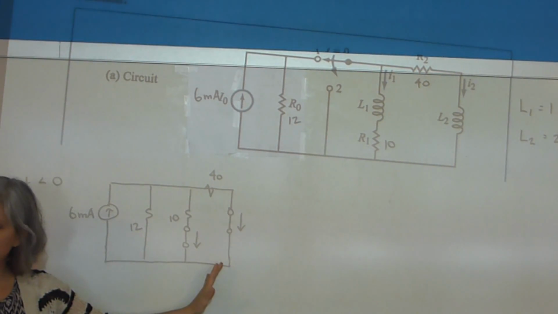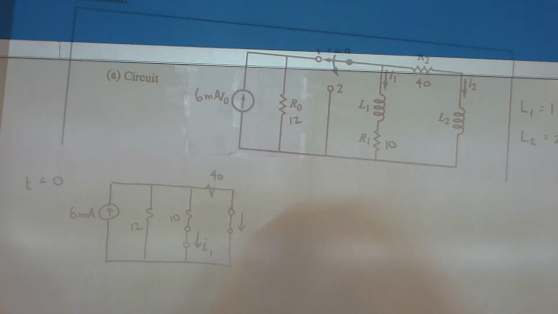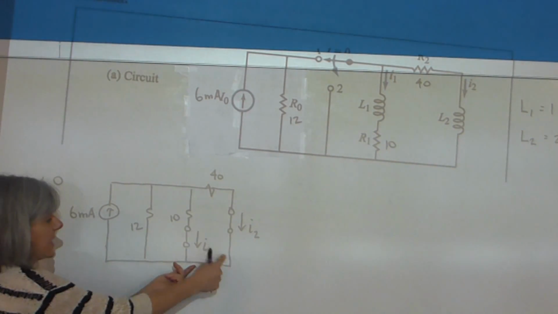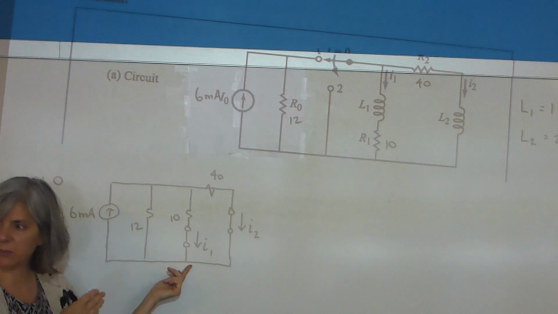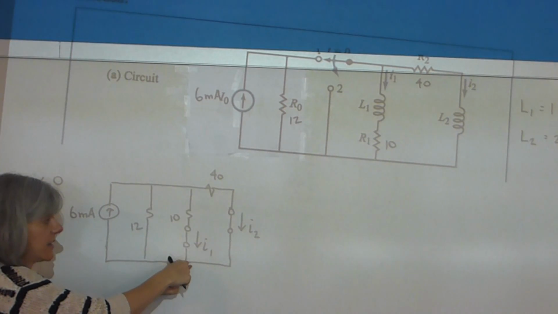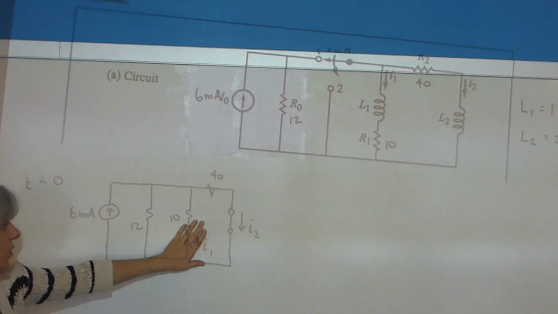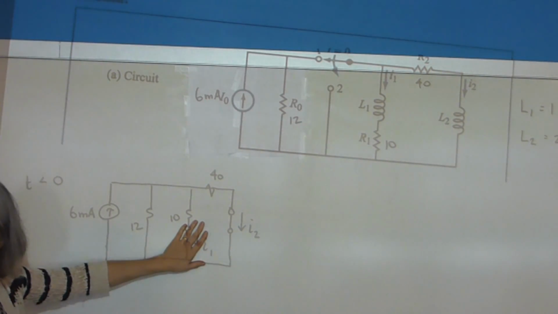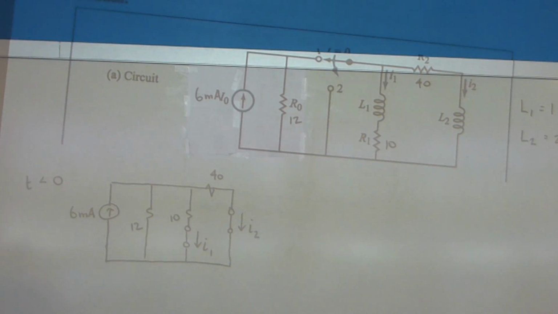This looks like it's set up for current division, but we have to be a little bit careful because we have 3 branches and current division only ever works for 2. So here's I1 and I2. If I wanted to find the current I1, I could just combine these 2 other branches. So I'm going to combine 12 and 40. That's going to be one branch together as a parallel, and then I'll have this as my second branch. So I'm going to combine in pairs. To find I sub 1, I'm going to combine these 2. To find I sub 2, I'm going to combine those 2. And then we're just going to use current division.